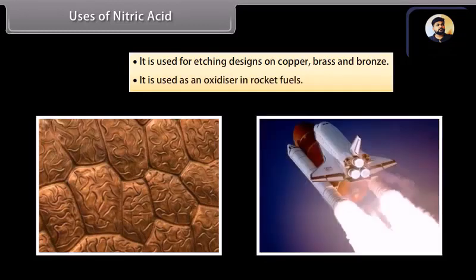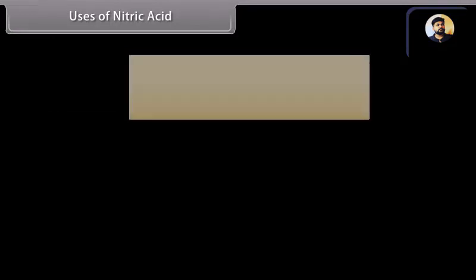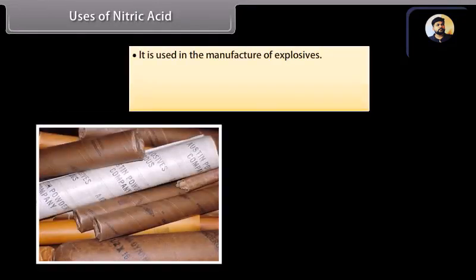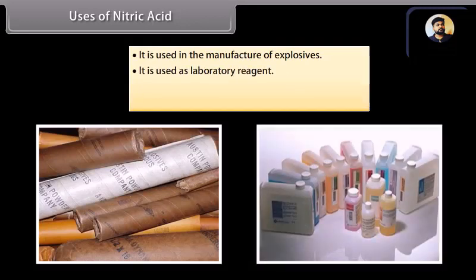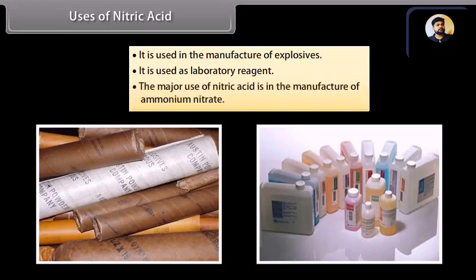It is used as an oxidizer in rocket fuels. It is used in the manufacture of explosives. It is used as laboratory reagent. The major use of nitric acid is in the manufacture of ammonium nitrate.